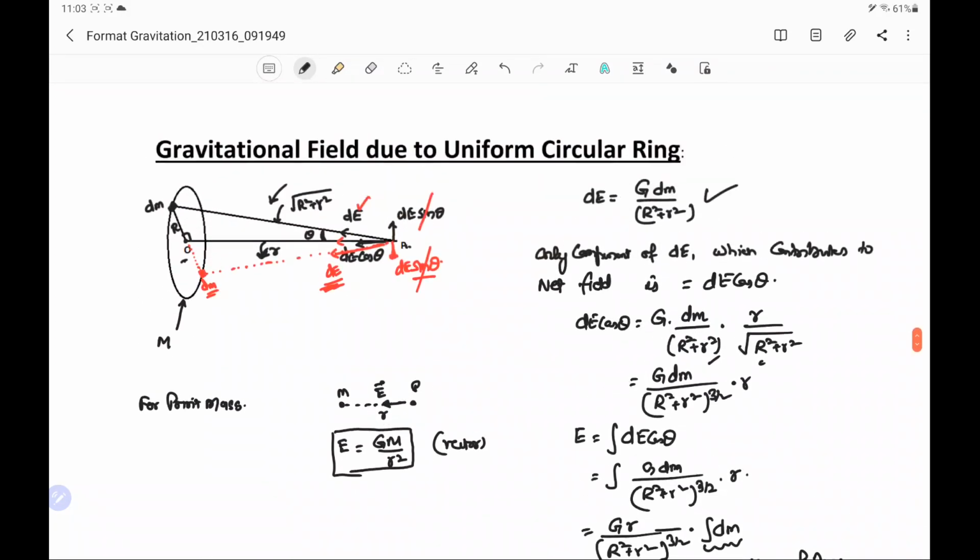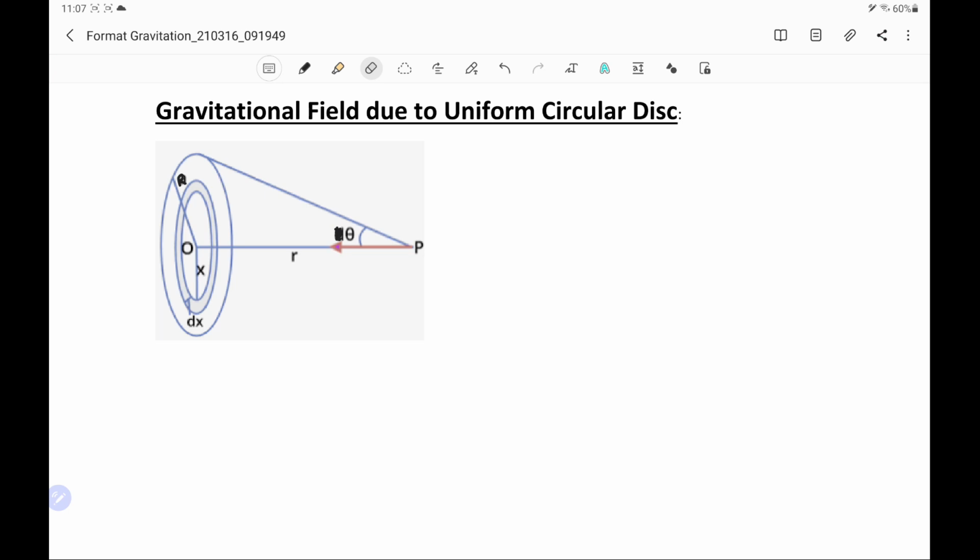Next, we will take the gravitational field due to the uniform circular disk. Now this is the disk of mass m and radius r. Radius r is shown here.